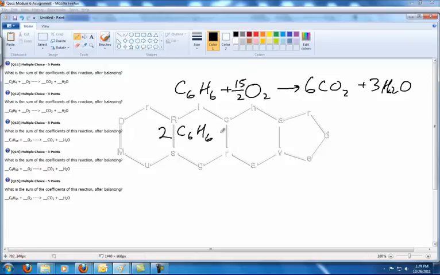So 2 C6H6 plus 15 O2 gives 12 CO2 and 6 H2O. Let's make sure everything's balanced out. 2 times 6 is 12. 12, that's good. Hydrogens, 2 times 6 is 12. 6 times 2 is 12, that's okay. Oxygens, 15 times 2 is 30. Here we've got 12 times 2 is 24, plus 6 is 30. So everything balances out here as well.